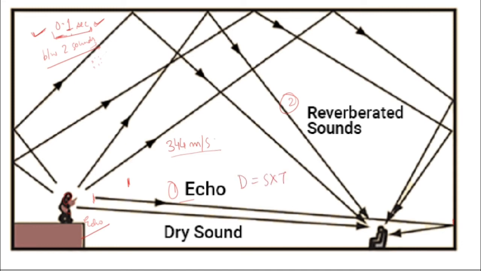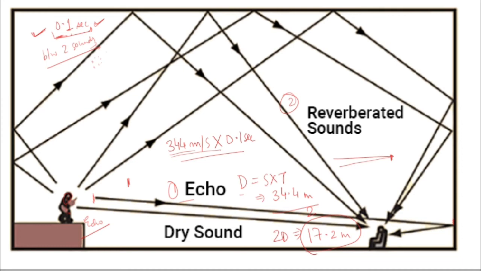So to calculate the minimum distance the sound must travel to be heard by the human ears, we can calculate it by the formula: the speed of sound at 22 degrees Celsius is 344 meters per second, into the minimum gap required, which is 0.1 second, right? So when we multiply it, we get 34.4 meters, right? Now, what is this distance? This is the sound going, hitting the surface and coming back. So this is 2D. To calculate D, we will simply divide it by 2 and we will get 17.2 meters. That is the minimum distance that is required to hear an echo.